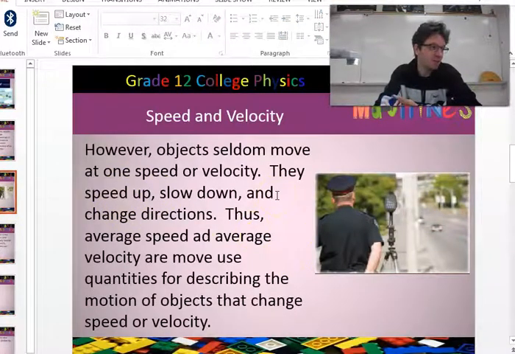Okay, now, however, most things don't move at a constant speed. For today, we will be keeping things at a constant speed, but most things either speed up or slow down, and in the case of velocity, even if your speed is the same, if you change your direction, that's still considered a change. Okay? And all those changes we call accelerations, and that'll be for tomorrow's lesson. But for today, we're going to talk about average speed and average velocity.